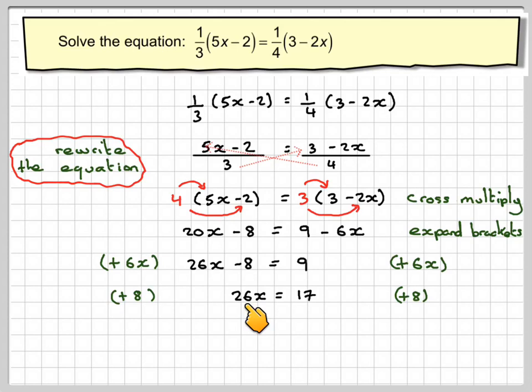And now what we're going to do is divide both sides by 26 and get that x is equal to 17 over 26. Now, because this doesn't really cancel down, just leave the fraction like that. That is an exact answer.